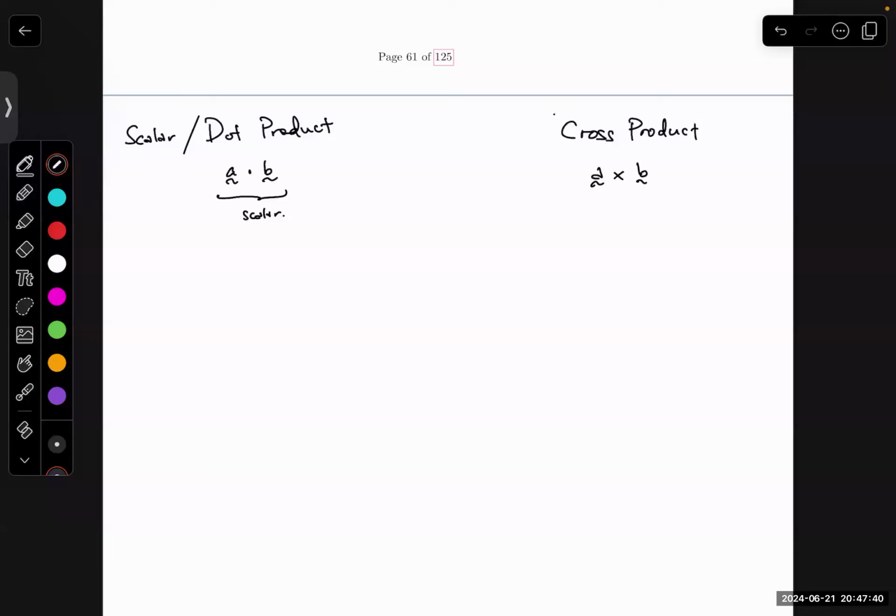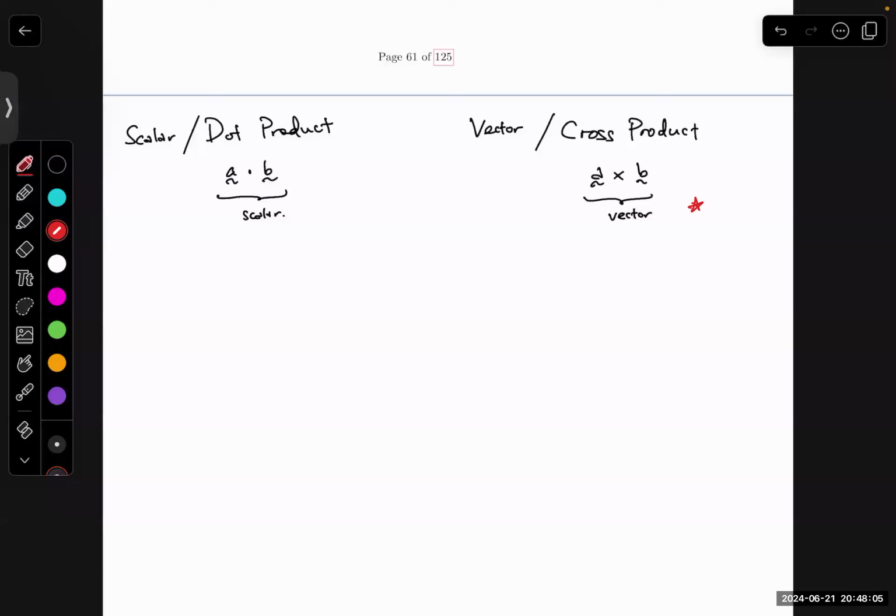another name for cross product is vector product. This is a bit more useful because it reminds us that whenever we take a cross product of two vectors, that gives us a vector, which means it has magnitude and direction. It's not just a number. So this is going to be important. I'll just foreshadow a little bit.